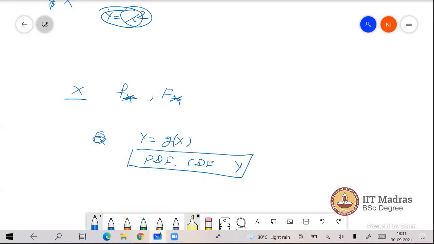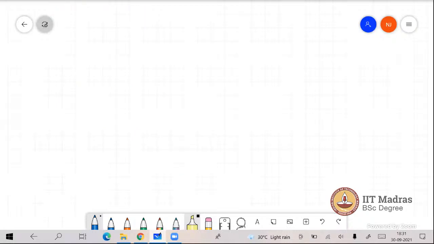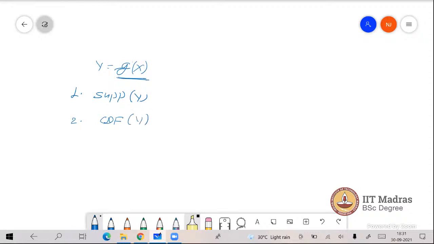So let's say I will give you one example, then it will be easy. Always follow the steps. First step is to find the support of y using that function definition. Second, write the CDF of y. You need to find the CDF of y, and then you can convert the CDF of y into the PDF of y using differentiation.